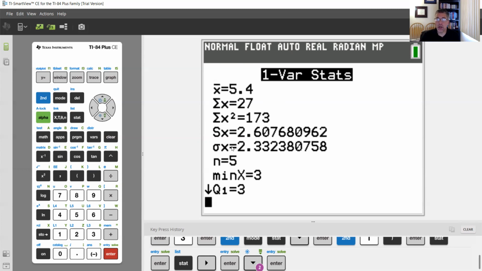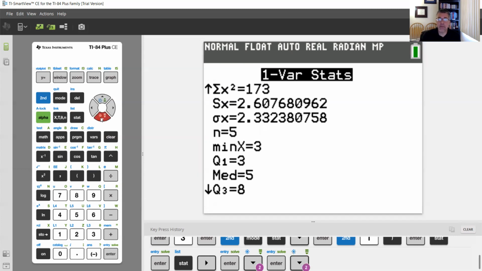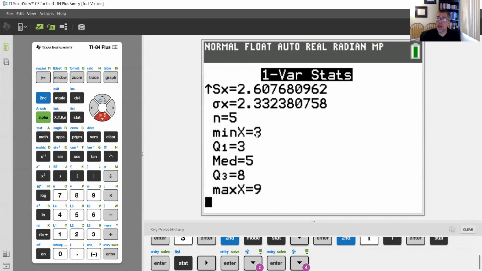The standard deviation of this is S sub x here, and that is 2.6. If I arrow down, it tells me that my middle number was 5, the median was 5. The minimum number was 3, and the maximum number was 9. The first quartile, Q1, was 3, and the third quartile was 8.